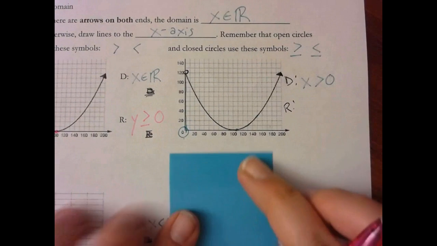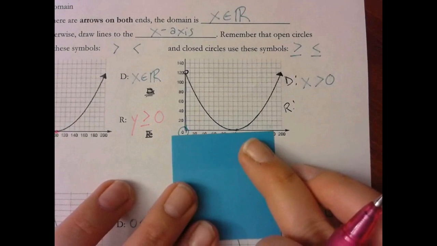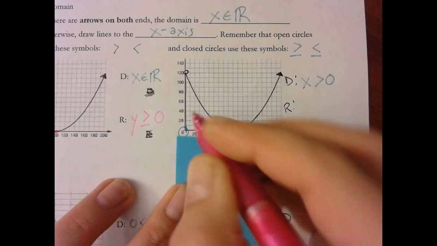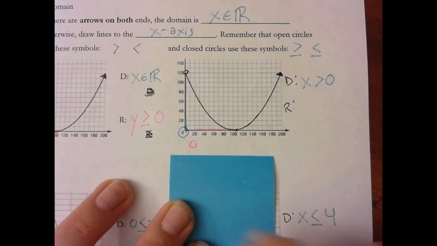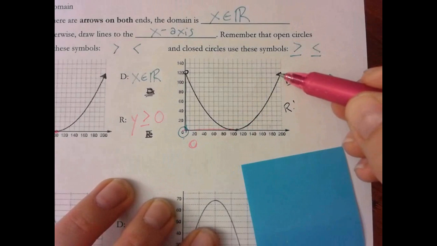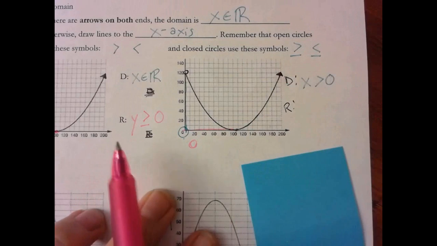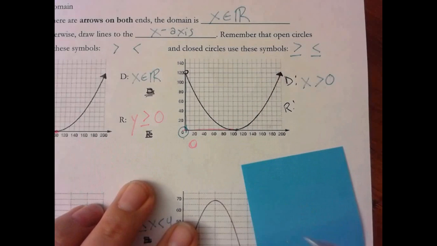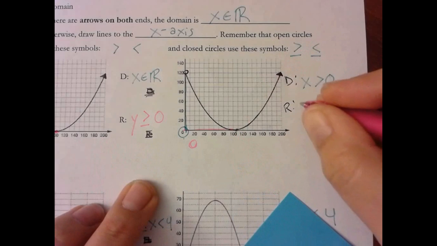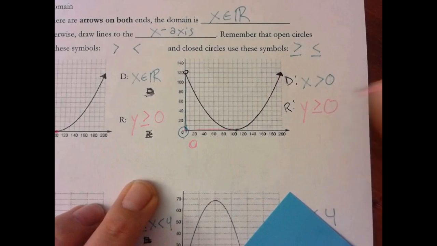On this example, again, similar thing happening. When we look, we touch right at 0. And then going from the top, oh hey, we have an arrow again. So it's going to have the same range as the first one, because y has to be 0 or bigger. So y is greater than or equal to 0.